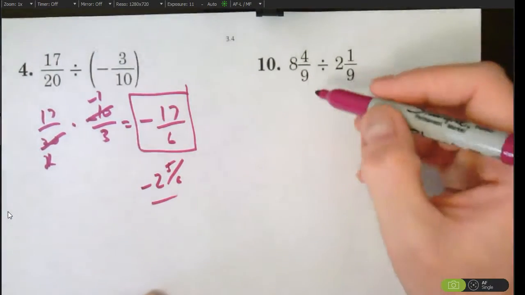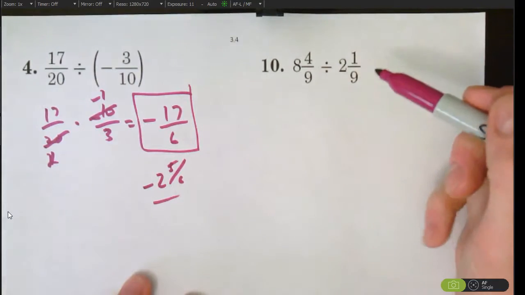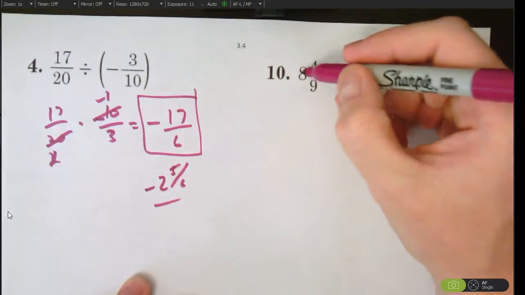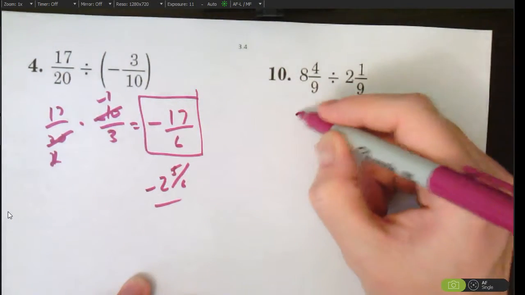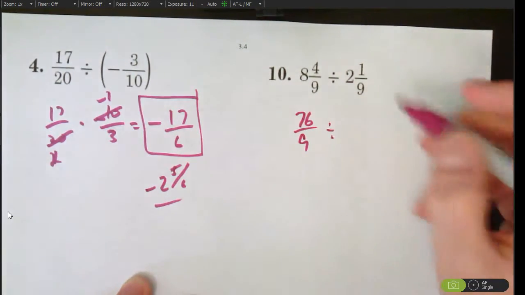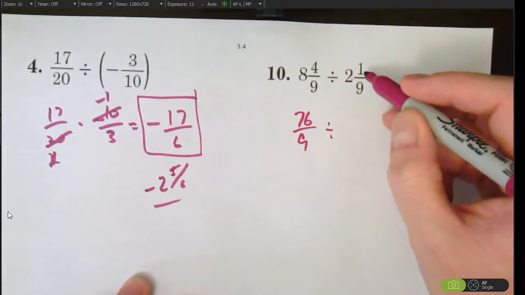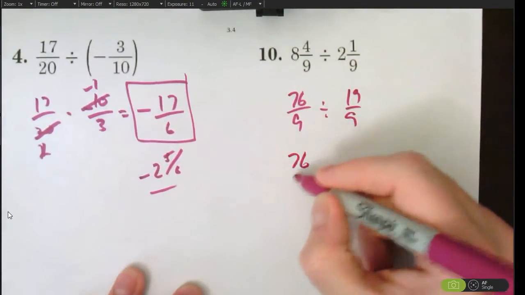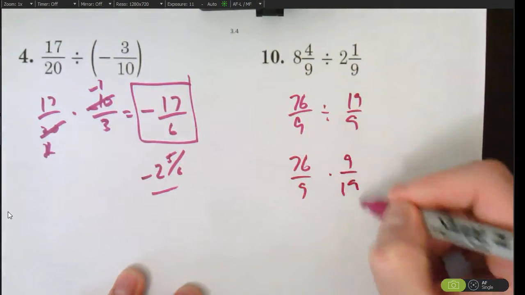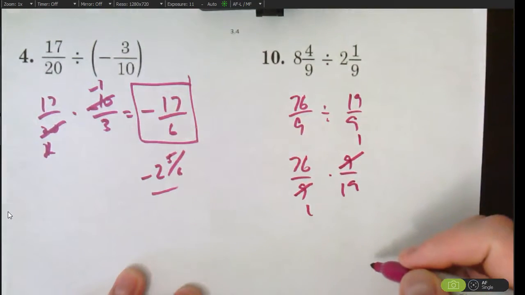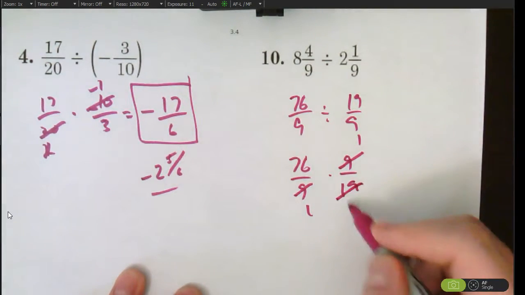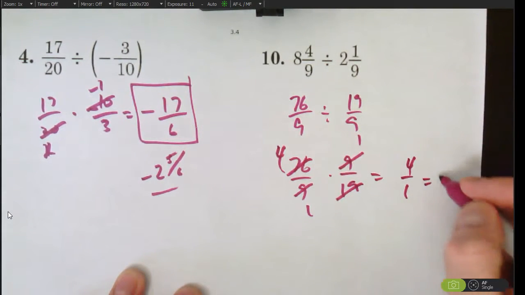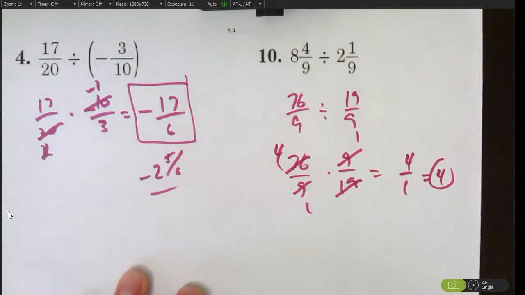Okay. Now for number 10, with division, the one thing you have to do is get them improper. So this is 8 times 9, which is 72. 72 plus 4 is 76 over 9, divided by 9 times 2, which is 18. 18 plus 1 is 19 over 9. And now we can flip that to be 76 over 9 times 9 over 19. Those both cancel off. And actually, 19 times 4 is 76. So we just get 4 over 1, which is 4. Great.